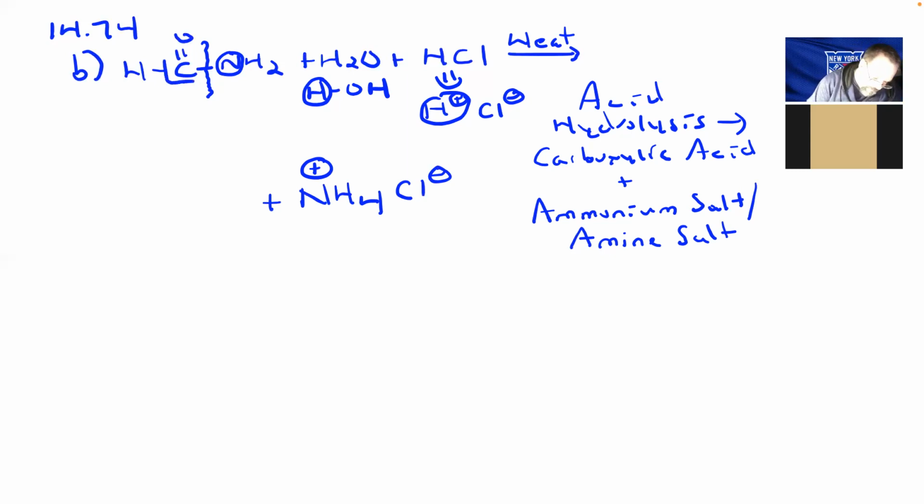The C double bond O carbon ends up picking up the OH from the water to give us our carboxylic acid. So everything on the left stays the same until I get to the C double bond O carbon. And now the C double bond O carbon is going to be connected to OH. So carboxylic acid plus, in this case, an ammonium salt.